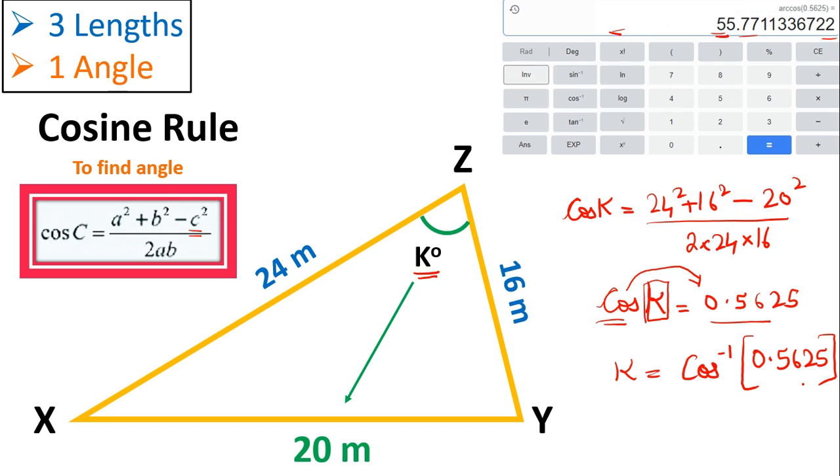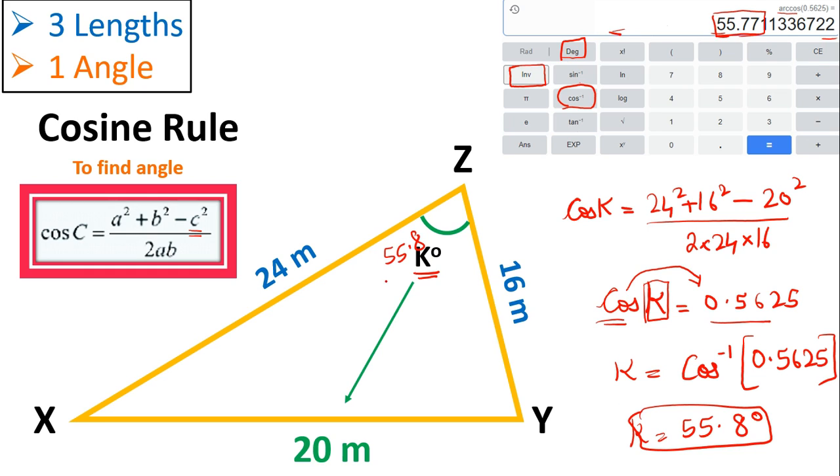So again, put that up in your calculator. First thing, make sure your calculator is set on degrees. Second thing, because we're dealing with inverse on the scientific calculator, you will have this INV. Once you click INV, you have sine minus 1, cos minus 1, tan minus 1. So I'm going to select cos minus 1. When I do that, I have arc cos of 0.5625, which gives me 55.771 and so on. So I could just round it off to k equals 55.8 degrees, which means that this angle right here is 55.8.